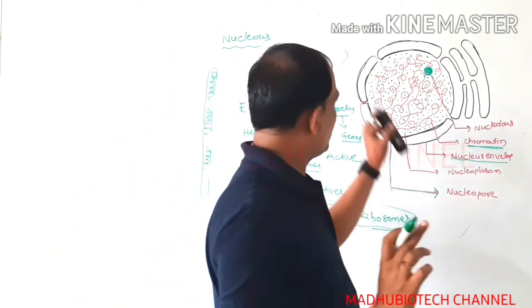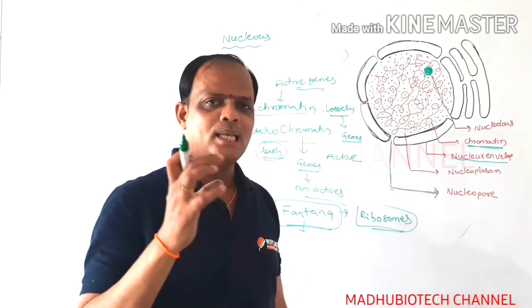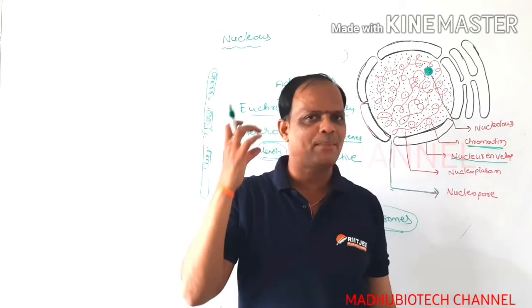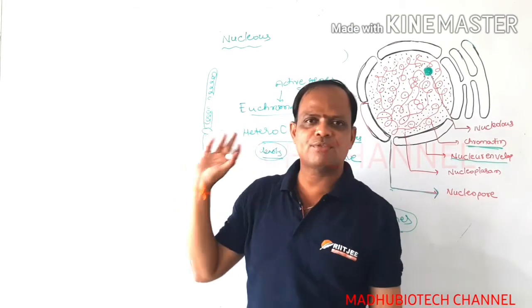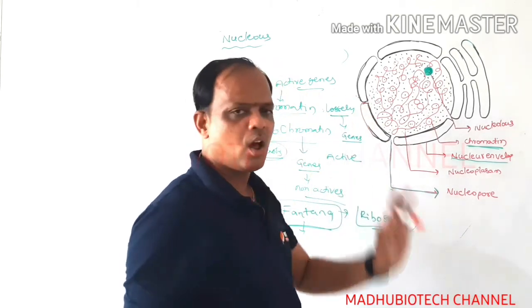Okay, so this is the cell organelle. The main function of the nucleus is to control and coordinate all chemical activities inside the cell.